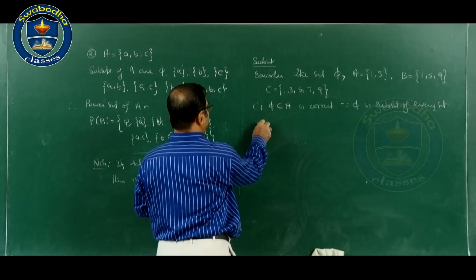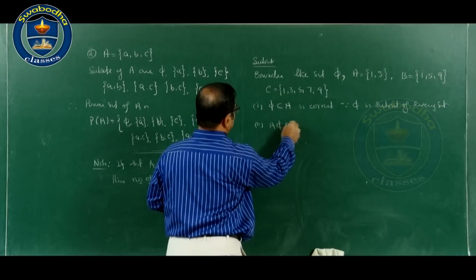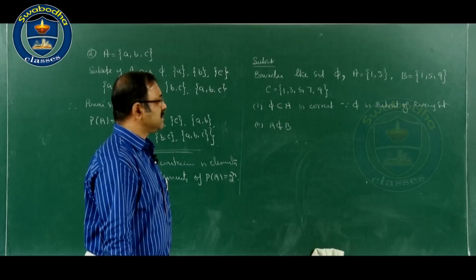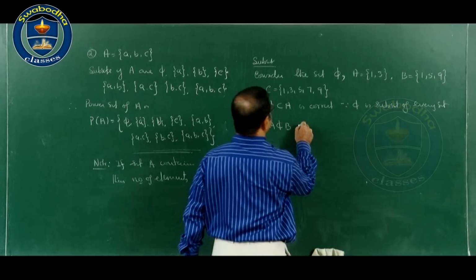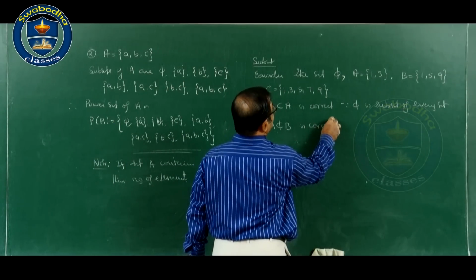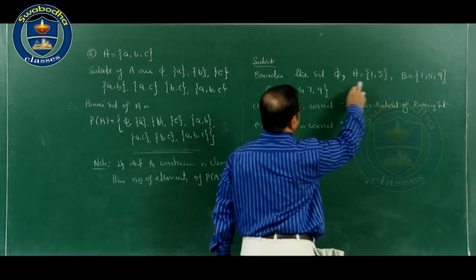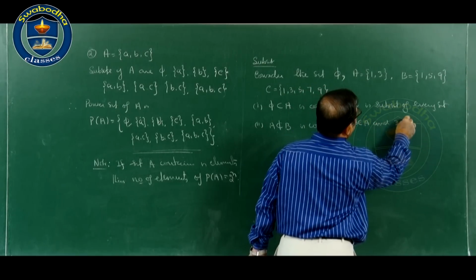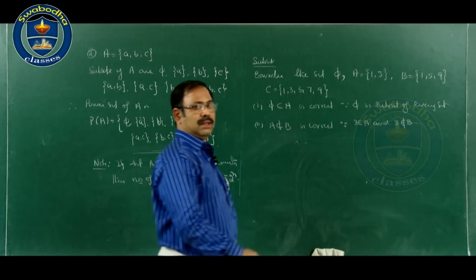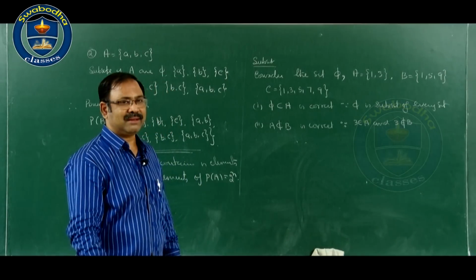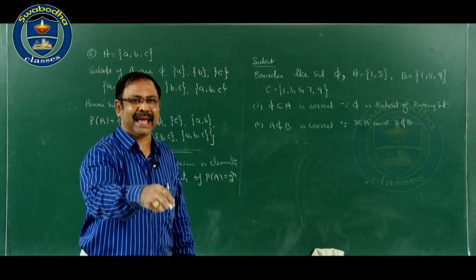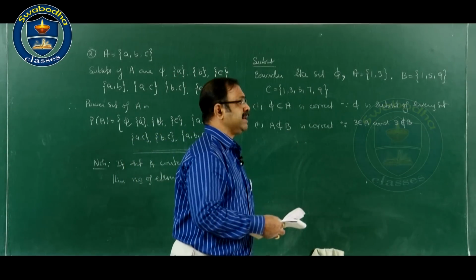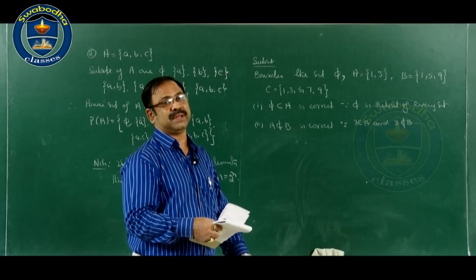Then I write one more. Here I write A is not a subset of B. A is not a subset of B. Is it correct? Yes, A is not a subset of B is correct. Why? Because 3 belongs to A and 3 does not belong to B. For a subset, what is the condition? Whatever elements are present in A must be strictly present in B. Correct? Therefore A is not a subset of B.